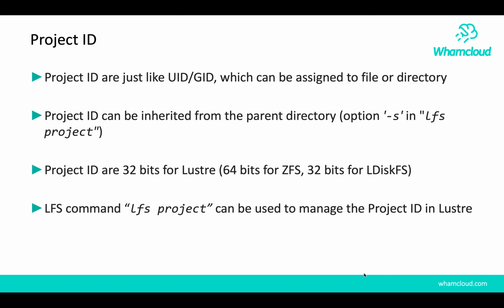In Lustre, there is already an lfs command called lsproject to manage the project ID and the project inherit flag. It can be used to modify the project ID of a single file or directory. It can also be used to set the project ID or the project inherit flag for all the files and subdirectories under a parent directory. It will iterate all the files and subdirectories to set the project ID and the project inherit flag.